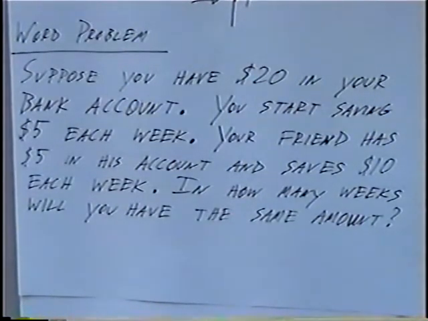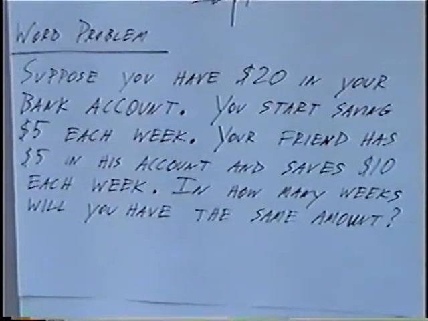Suppose you have $20 in your bank account. You start saving $5 each week. Your friend has $5 in his account and saves $10 each week. In how many weeks will you have the same amount? To solve this question, there are several ways. You could write equations and solve them, or you can also make a table to see where the values are equal.